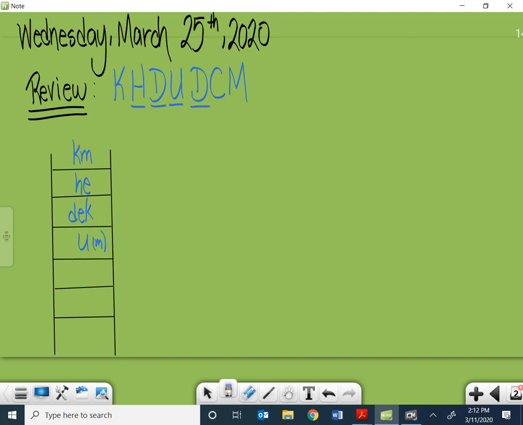Then another D, which is decimeter. So remember the difference between decameter and decimeter. Then we've got C, centimeter, and then M for millimeter. Make sure that you don't get confused that this one is millimeter and this is meter. Okay, don't get confused. Just take those dots out.